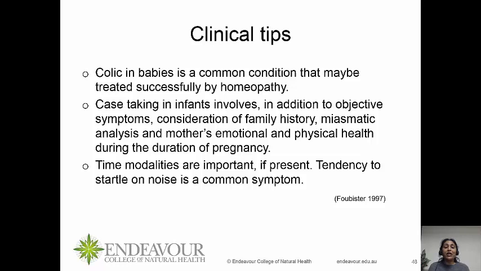If there are time modalities, consider that. That would be really, really useful in selecting the medicine.